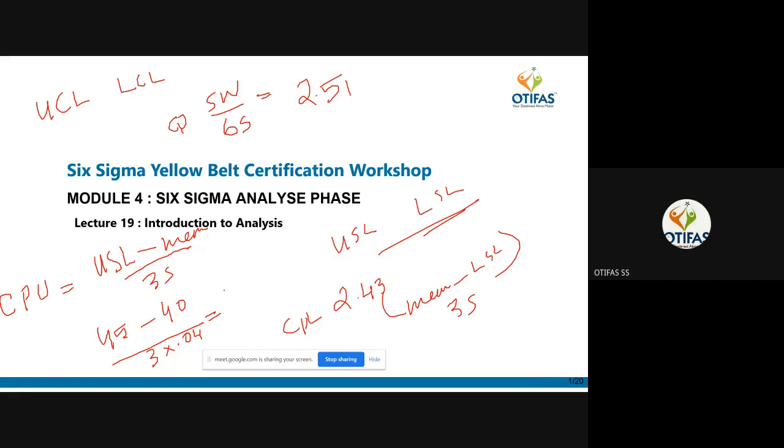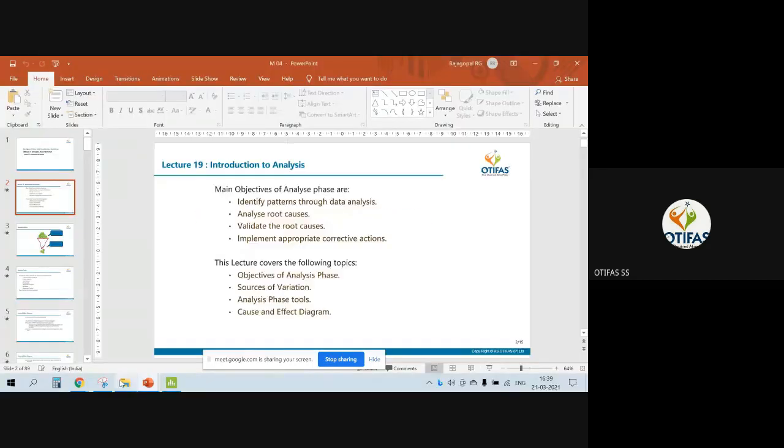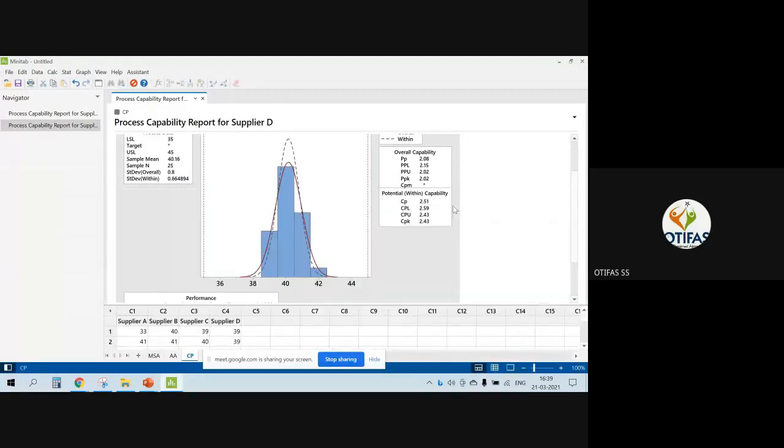Now, you got somewhere here 2.556 something. Let's see, what do I get here? We have to take the minimum. We have to take the minimum. See, you get CPU as 2.59, CPL as 2.43. Now, which one will we take as the real capability? 2.43. Now, this is showing that CP and CPK are not the same. That means the process is slightly shifted.